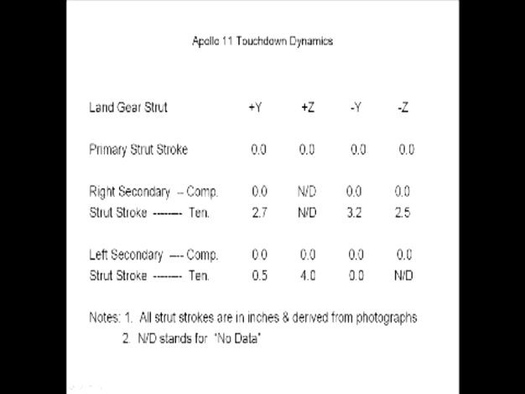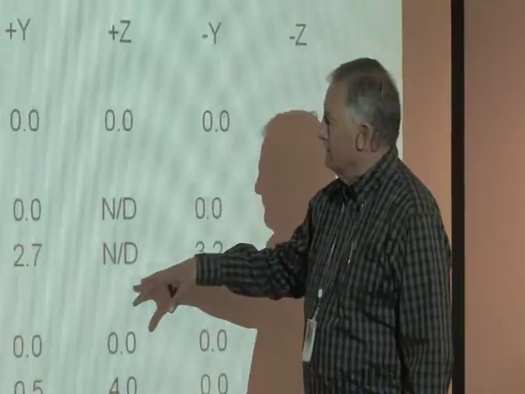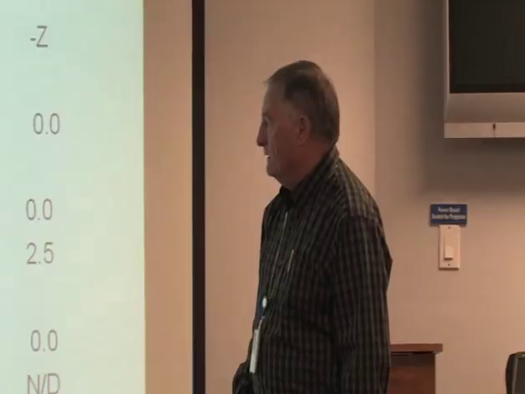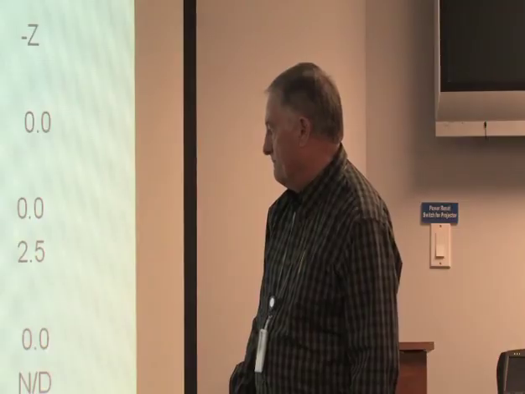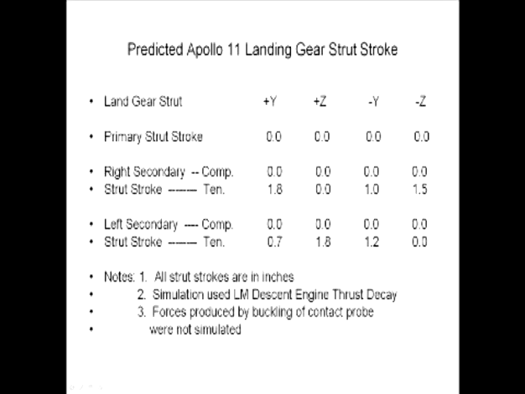All the stroking occurred in the secondary strut and the tension side. And you can see no data available here. And 3, 2.5, something like that. And let's see. Okay, next chart. Here's our predicted values. There you go. Yeah, these are predicted. So we're in about the same ballpark.